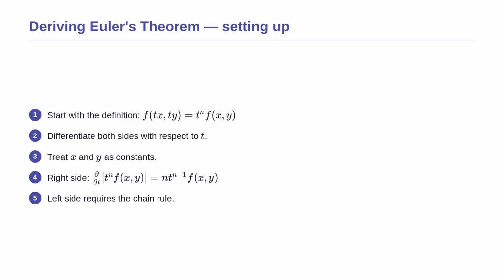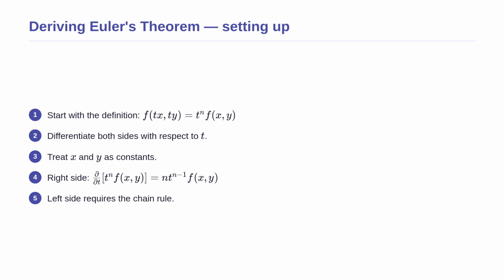Now that we have used this formula, let us understand where it comes from. In calculus, we never just accept a formula. We must prove it. We will derive Euler's theorem starting from the fundamental definition of a homogeneous function.